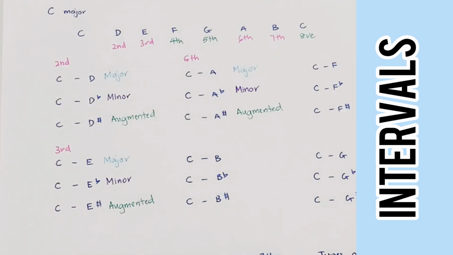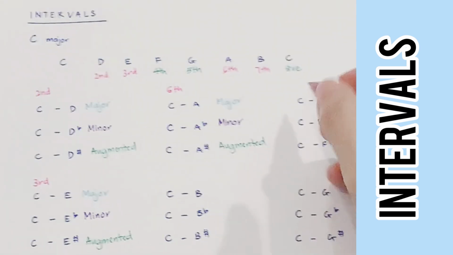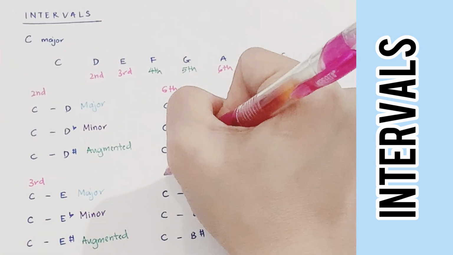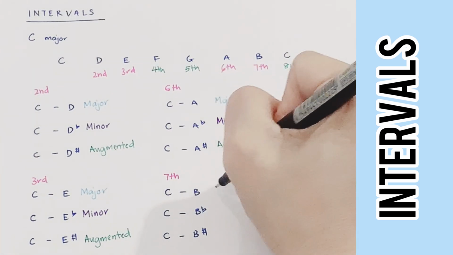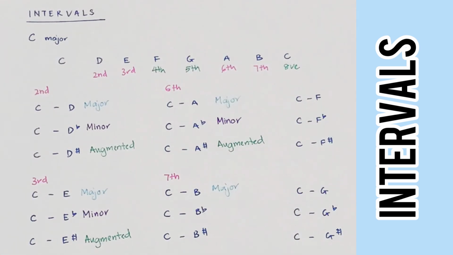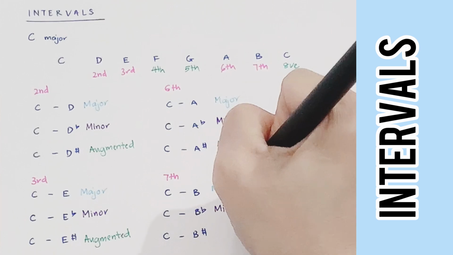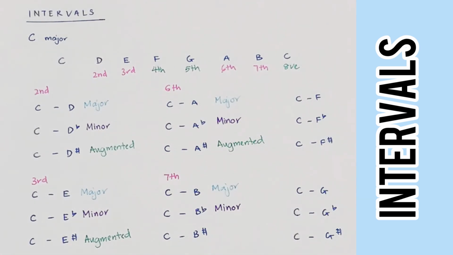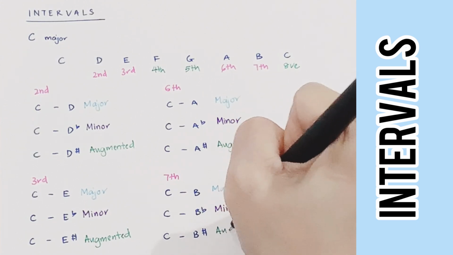Finally, for this category, we have one more, which is your 7th. C to B is a major 7th. C to B flat. You reduce a step, then it's a minor. C to B sharp. Increase a step, then it's an augmented.